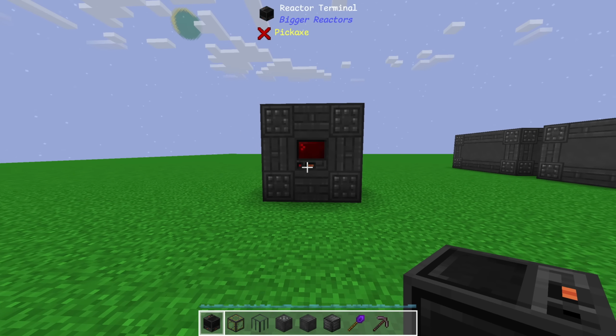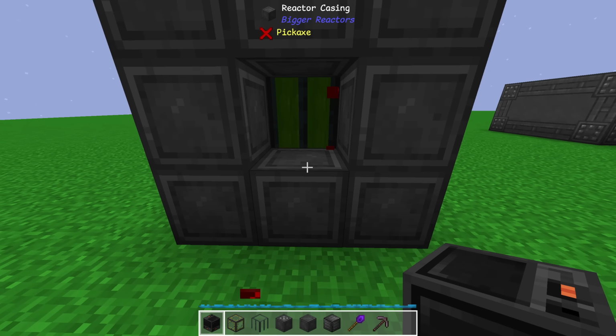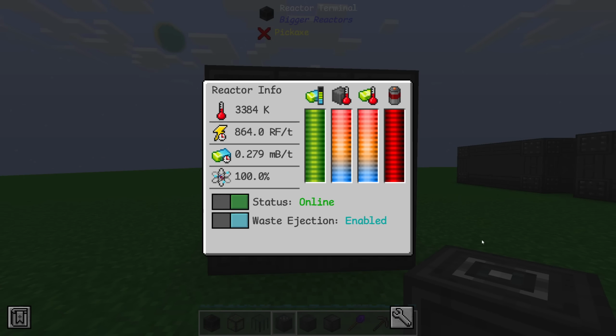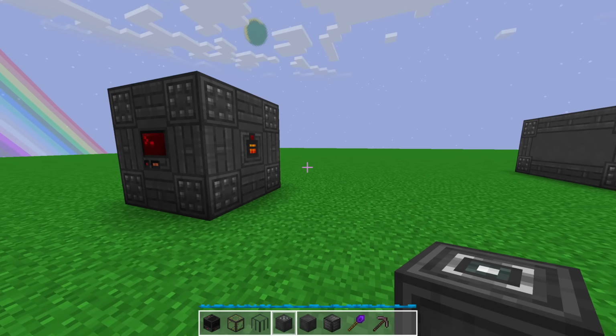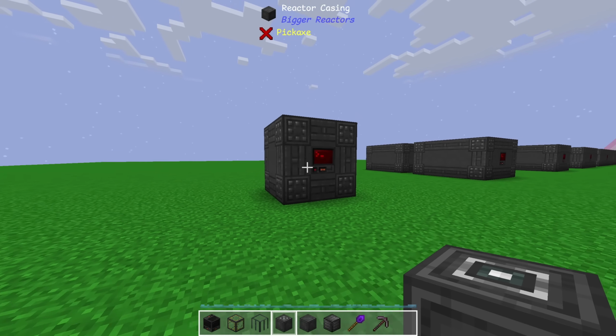This is the smallest sized reactor that you can make, meaning that it only has one fuel rod. If we turn it on, it's going to produce us a max amount of 864 RF at a cost of 0.279 millibuckets of fuel. So if we want to measure its efficiency, it's around 3%.